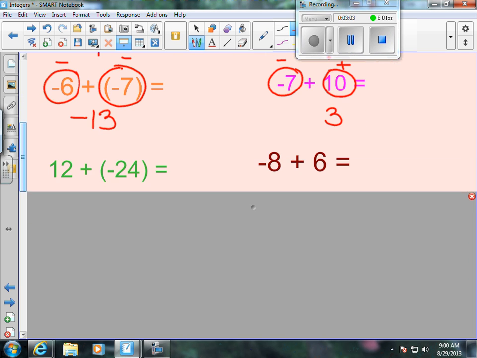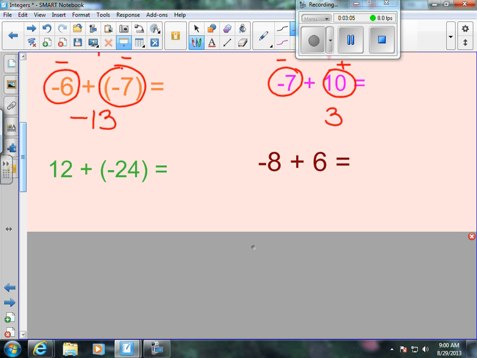And let's do a couple more examples before we move to subtraction. 12 is a positive number. 24 is a negative number. The difference of 12 and 24, we'll just subtract them and we get 12. Which one do we have more negative of? It would be the 24. So the answer stays negative.